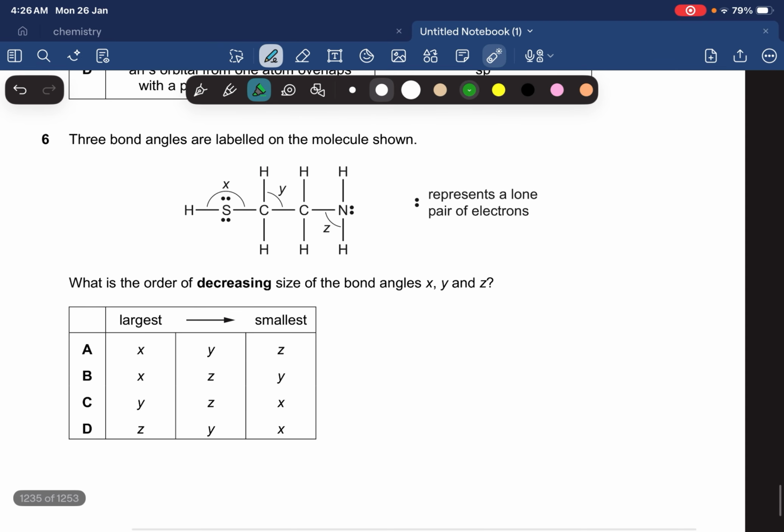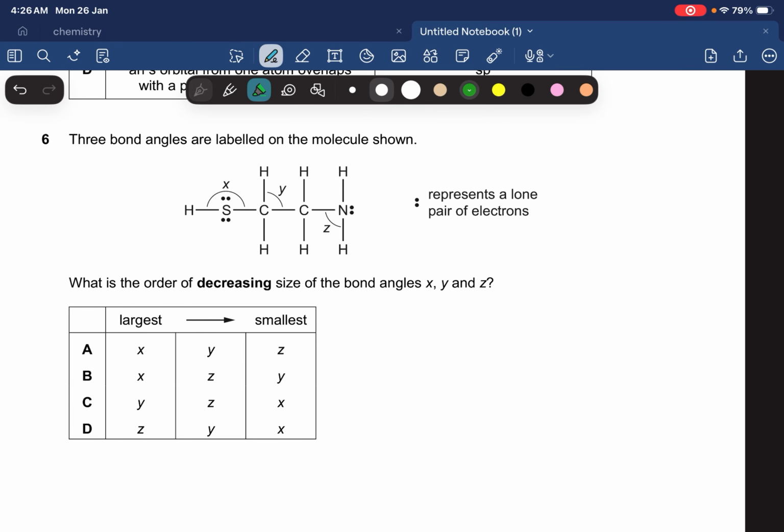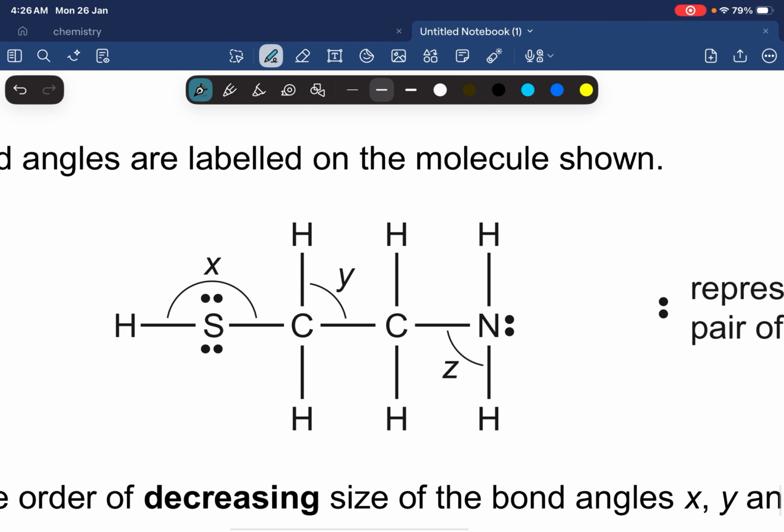Next question. Three bond angles are labeled on the molecule as shown. What is the order of decreasing size of the bond angles X, Y, and Z? So we have to tell from the largest to the smallest. Over here, we can see we have 3 bond pairs, then 2 bond pairs, and 3 bond pairs with a lone pair.